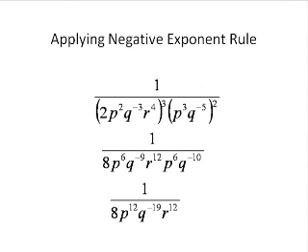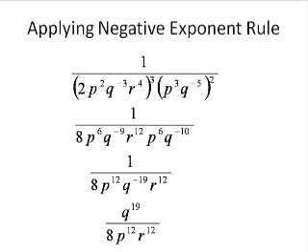Therefore, with the product rule, we add the exponents. After combining factors of the same base, we notice that one variable has a negative exponent. So only the q is going to get flipped. Everything else stays where they are. And here is our final simplified result.